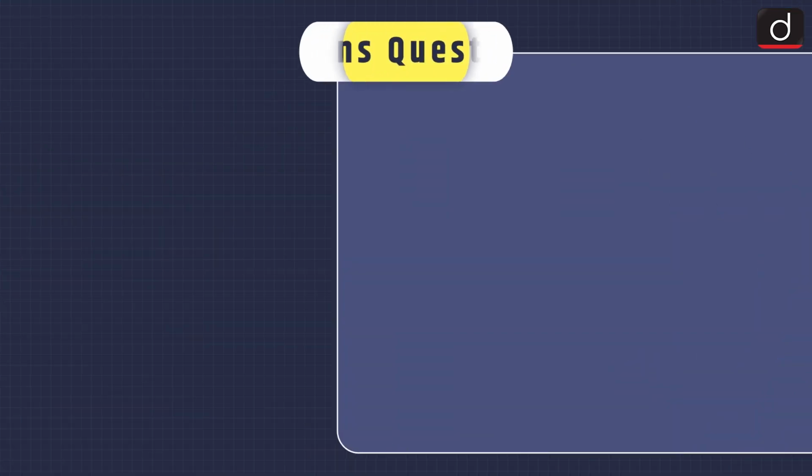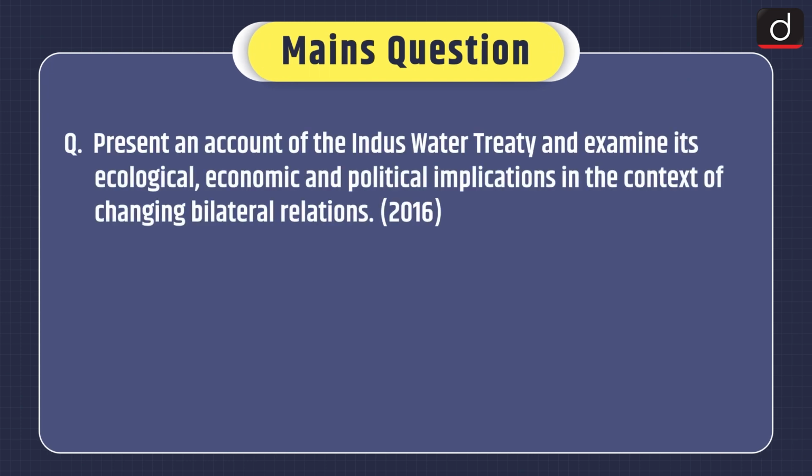Now moving on to the mains question. This question was asked in 2016 exam also. Question is, present an account of the Indus Water Treaty and examine its ecological, economic and political implications in the context of changing bilateral relations.